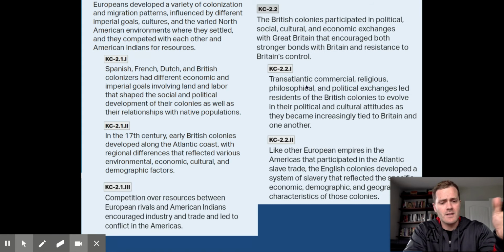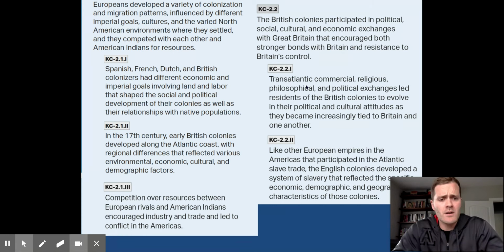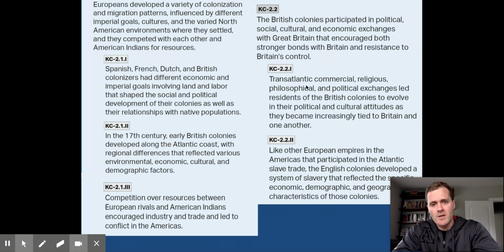And the final key concept is much more driven, or we'll spend the majority of our time today on the British colonies in particular. What are the British colonies doing in British North America? What is their system of colonization? What is their system of exchange? What is their system of control? And then how does that lead to a unique development of British colonial character? So all that today is what we have to go through.